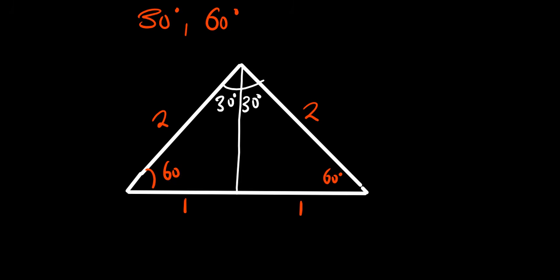Okay, so now that we have this, allow me just to get the half of this triangle to explain what we're talking about. So let's say this is our triangle. Okay, if this is our triangle, and we've said that this is 60 degrees, this is 30 degrees, this is 2 units, this is 1 unit.